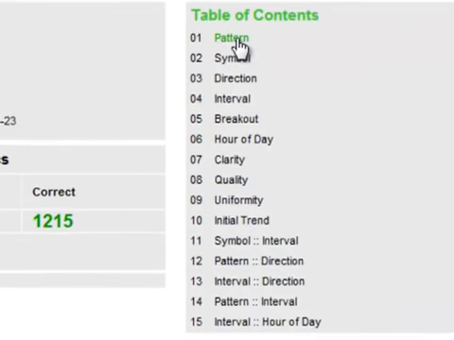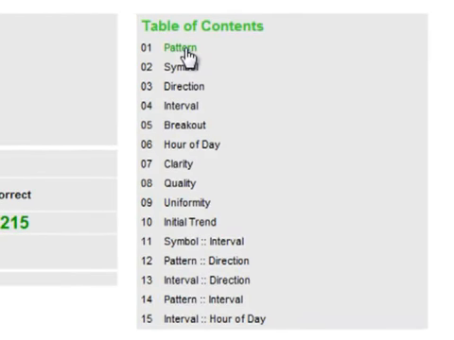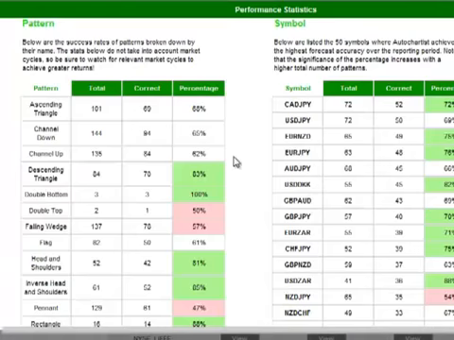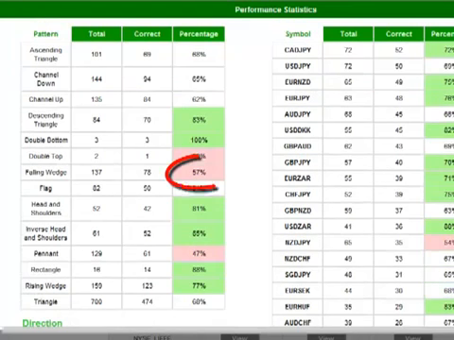Then the rest of the report is summarized in the table of contents, and each attribute by which performance is broken down is listed here. It's an HTML report, so you can click on it as a hyperlink. Let's take patterns for example. From this we can quickly see that head and shoulders and inverse head and shoulders are great performers, while falling wedges have not done so well for Forex.